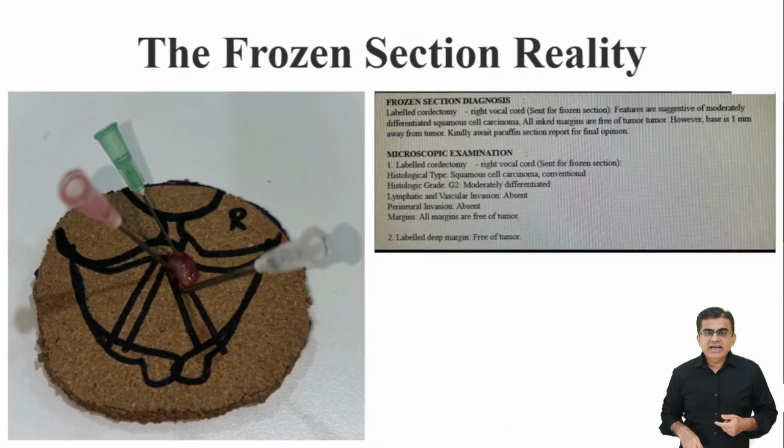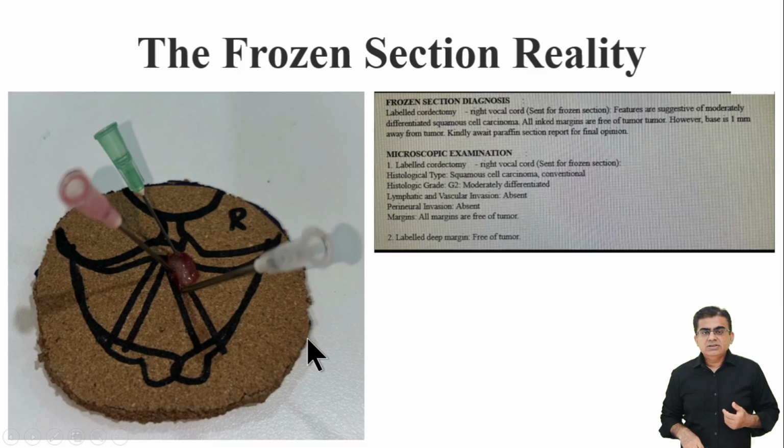Let us look closely at the physical orientation of our specimen. Look at the image on the left side of your screen. This shows a tiny right vocal cord specimen meticulously pinned down on a cork board. We have used simple syringe needles to keep the tissue perfectly flat. Notice the letter R drawn on the board to clearly indicate the right side. If you do not pin the tissue immediately, the muscle will curl up and the margins will be lost.